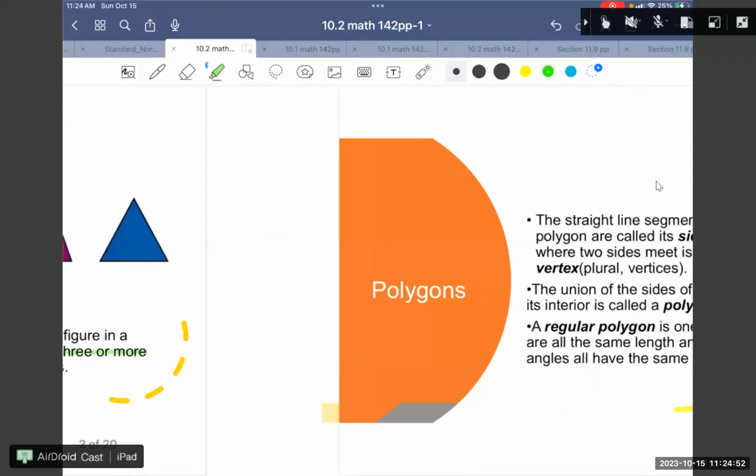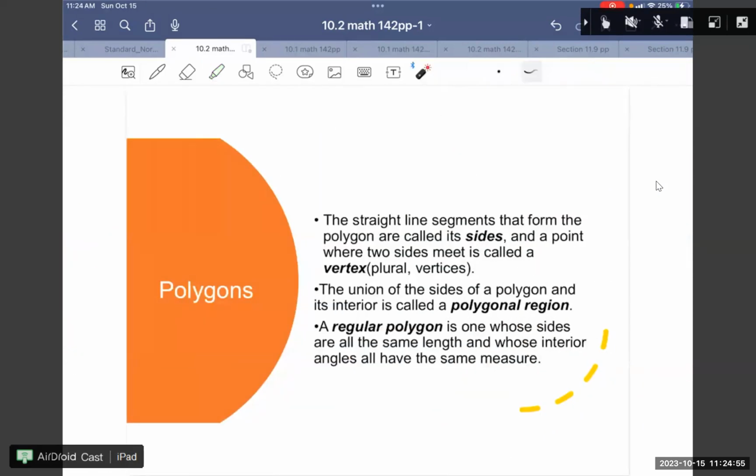So we have a polygon. A straight line segment that forms the polygon is called a side, and a point where two sides meet is called a vertex. The plural, vertices, means more than one vertex. The union of the sides of the polygon is called a polygon region. A regular polygon is one whose sides are all the same length and whose interior angles have the same measurements.